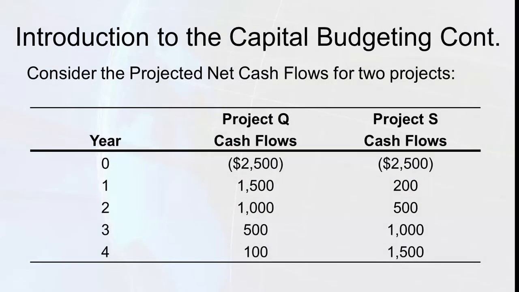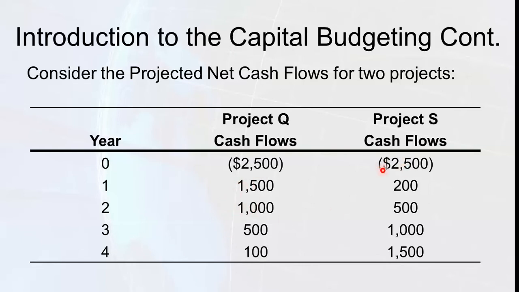So let's consider this example here. We have two projects, project Q and project S. You estimated that it's going to cost you $25 million. And then the cash flows are 15 million, 10 million, 500 million, and 100 million. So this one is cost, and these four are cash inflows. Cash outflows are negative, cash inflows are positive.